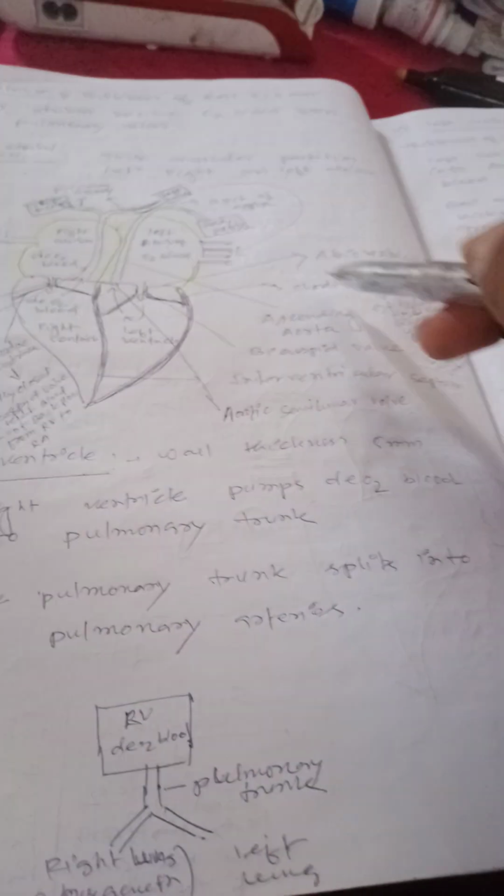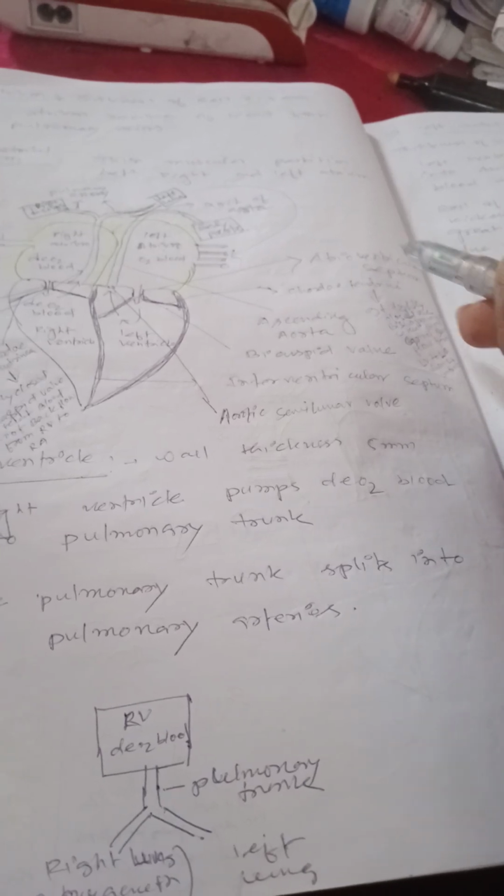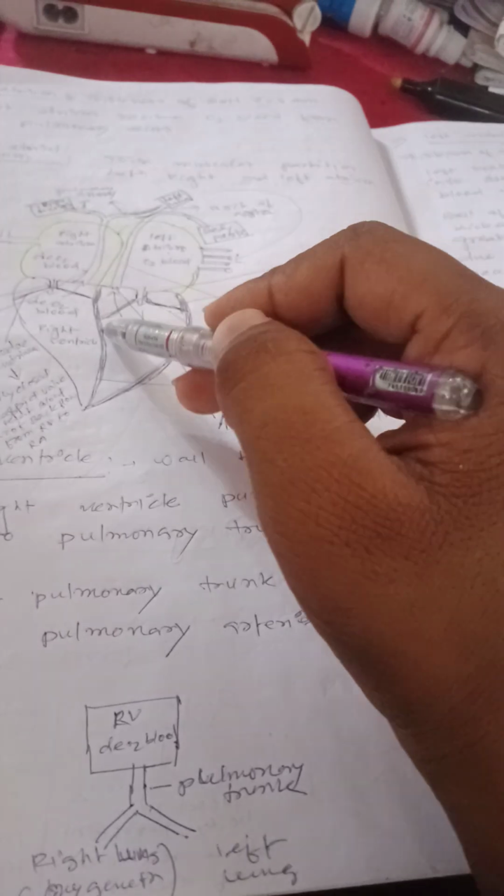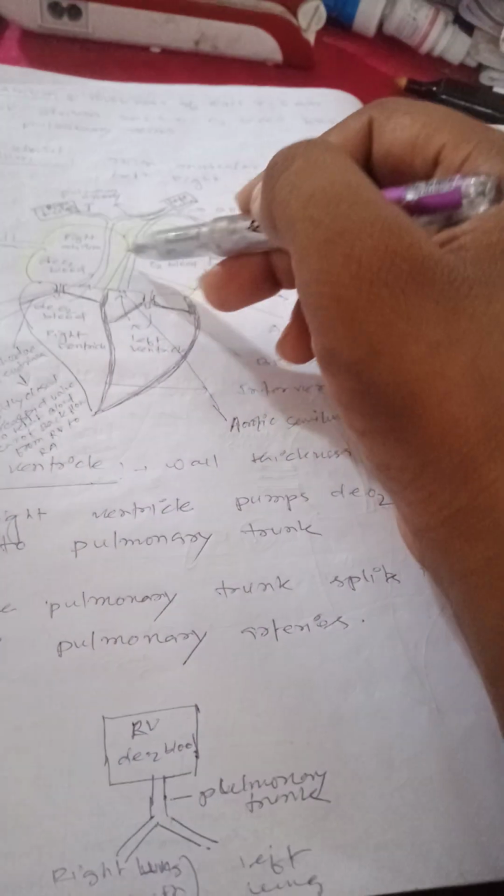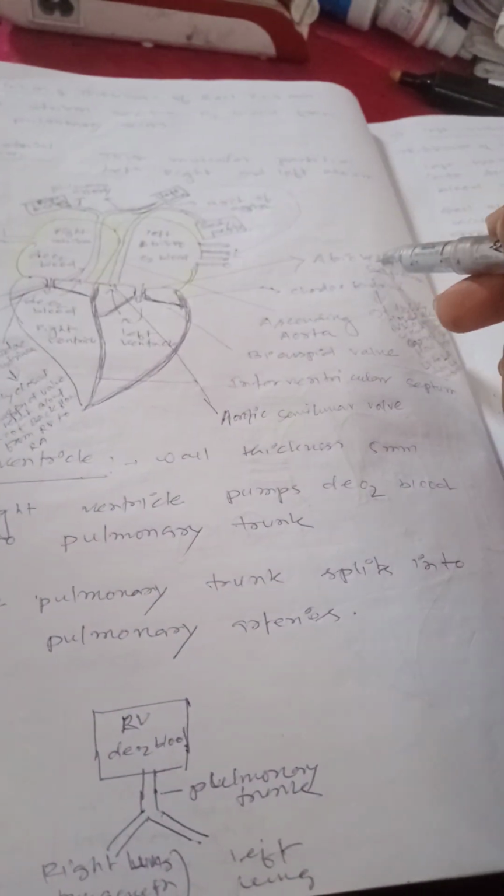The wall between the atrium and ventricle is called the atrioventricular septum.